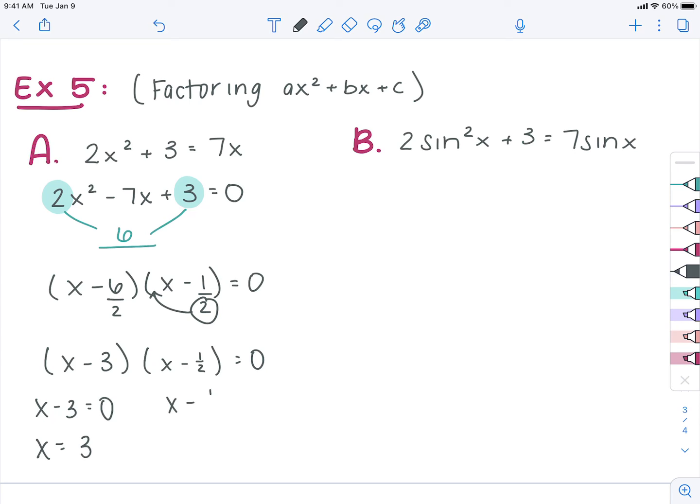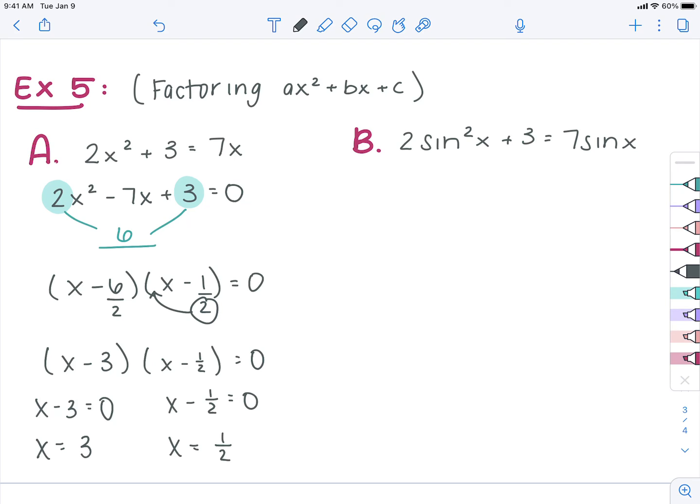Then I set both of my factors equal to 0. And I add them to the other side. And end up with x equals 3 and x equals 1/2. So you just got to remember when you have that coefficient out in front, you got to multiply the factors together and then divide the factors by whatever that coefficient is. Just an added step in there when we're factoring.